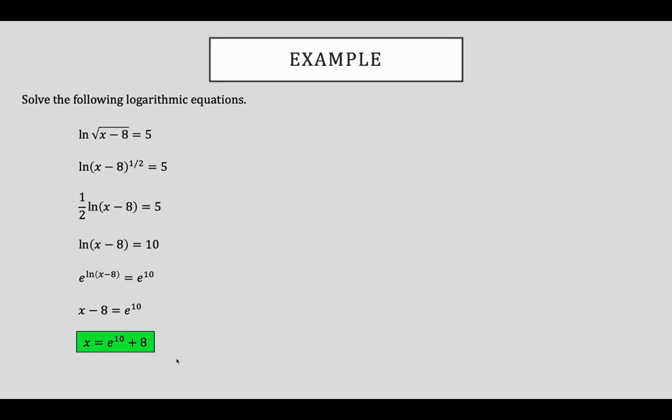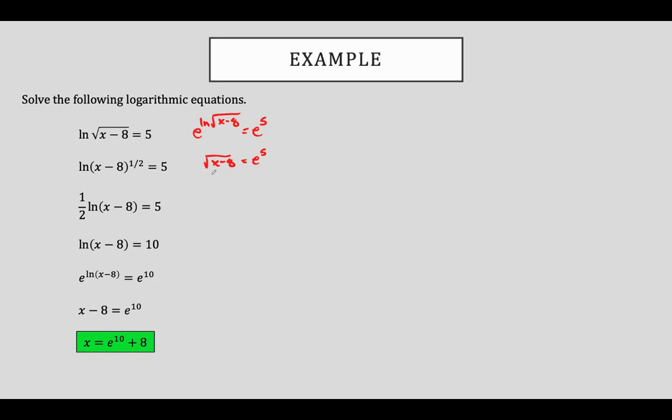Now, another way that you could go about solving this exact same problem is to recognize that, yes, in the first step here, we also already have this logarithm isolated. And so we could actually begin this problem by exponentiating both sides with the base of e. This would be e raised to the natural log of the square root of x minus 8 is equal to e to the 5th power. Now, because these are inverse operations of each other, exponentiating a log, I'm going to end up with the square root of x minus 8 is equal to e to the 5th power.